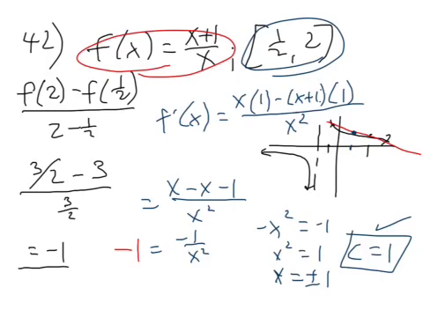So I hope that helps. Give it a try. Mean value theorem. Basically, you're taking the derivative and setting it equal to the average slope. The instantaneous slope equals the average slope. Hope that helps. See you next time.